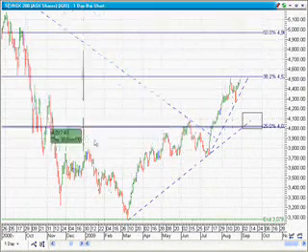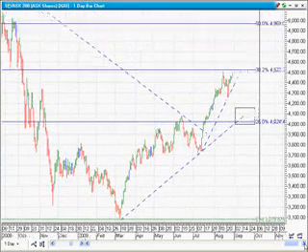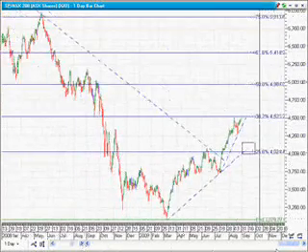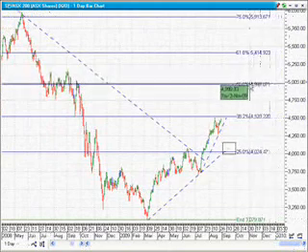Now, I hope that has helped you. And as I said last week, the 50% retracement level really is the strongest retracement level. And that one we're looking at, if I could just get it, there we go. It's around the 5,000 mark.